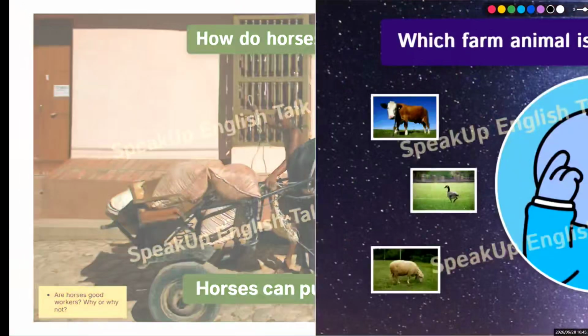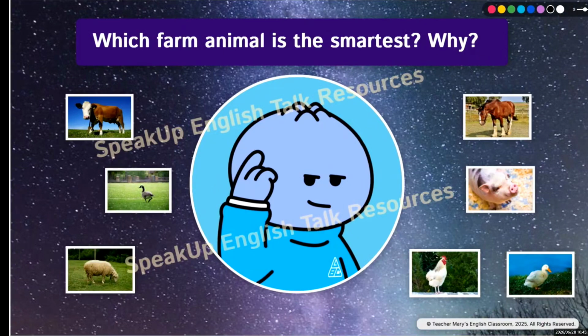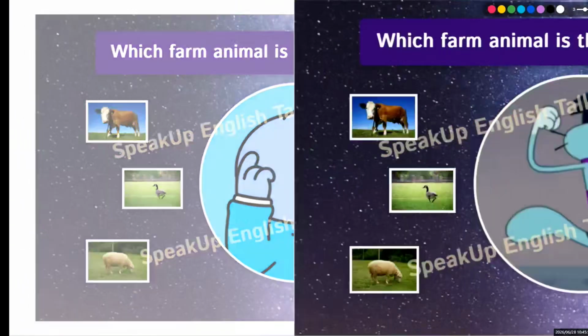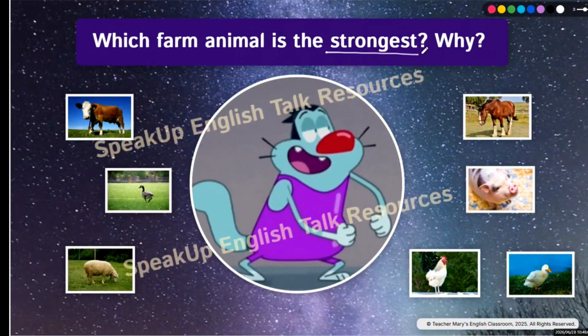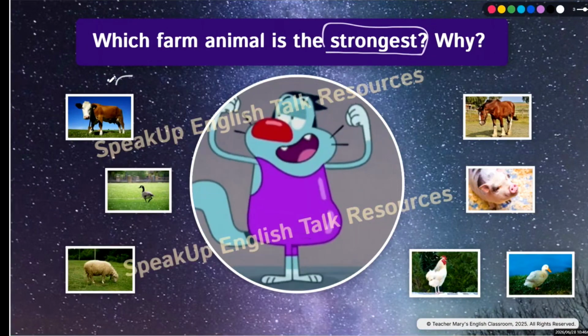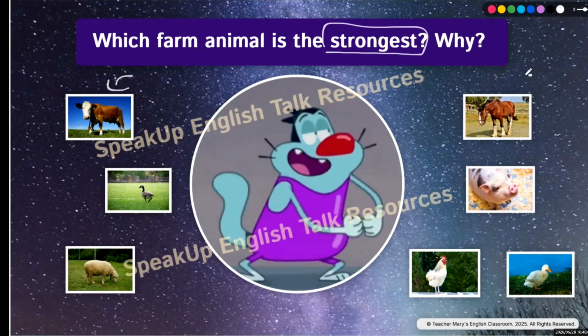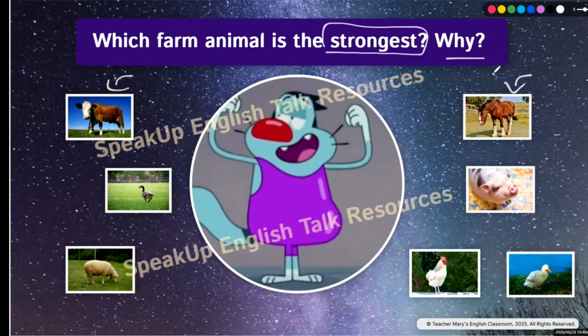Here at the end, I have some really creative and fun questions. Of all these farm animals that we talked about, which one is the smartest farm animal and why? Some students tell me they think the horse is smart. Some students tell me no, they think the pig is smart. And then another one, which animal do you think is the strongest? Some people tell me it's the cow. Some other students tell me it's the horse. Why? Because horses can pull things.